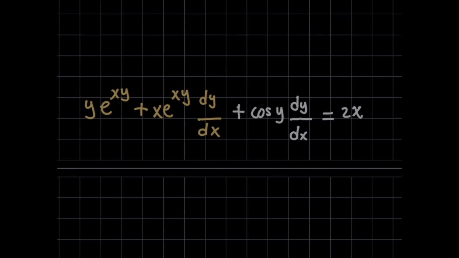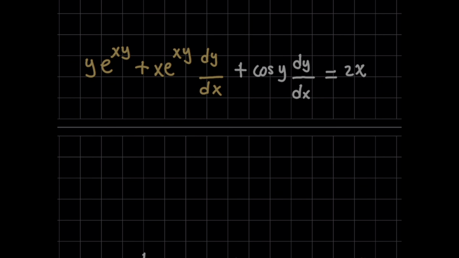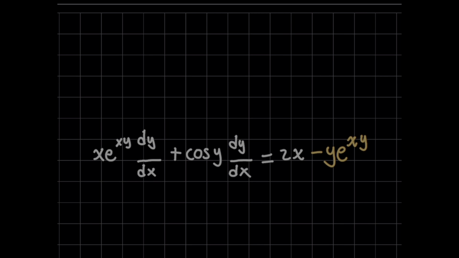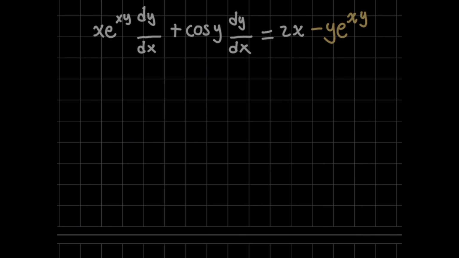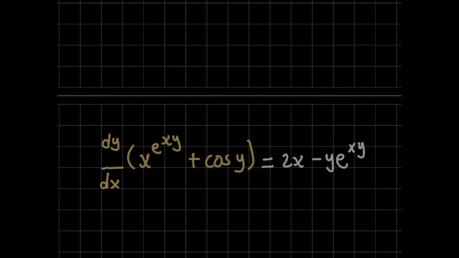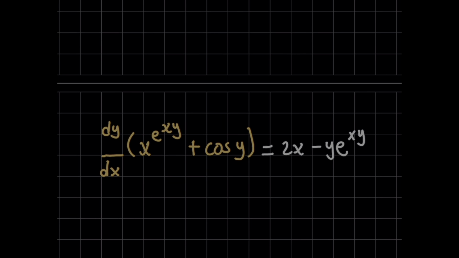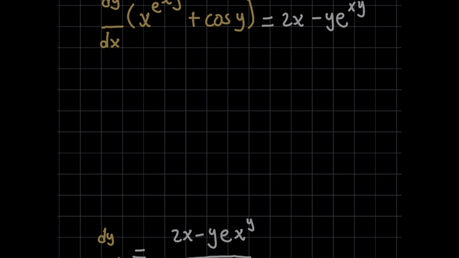So I multiplied the expression on the left through. And then what I want to do now is subtract y e to the xy on both sides, giving me this new expression on the right-hand side here. And then what I can do is factor out dy over dx. And this is starting to become more clear on what the answer might look like, right? Because now when I divide both sides by this part, what I'm going to end up with is dy over dx equals this expression.